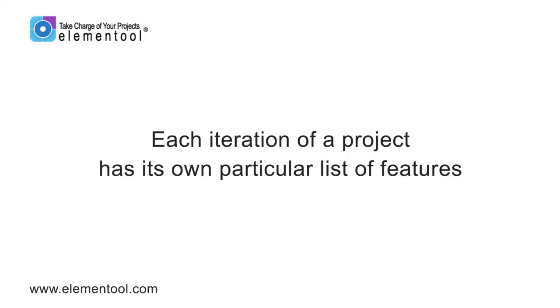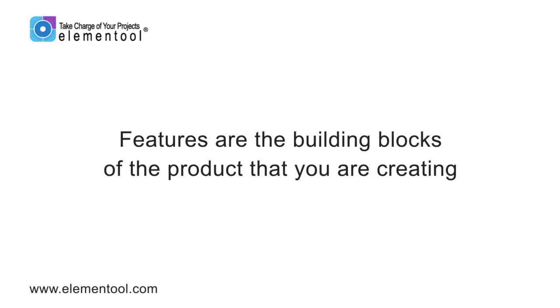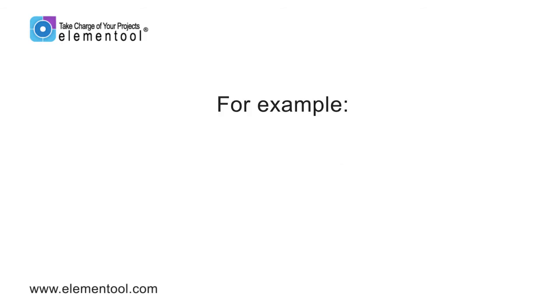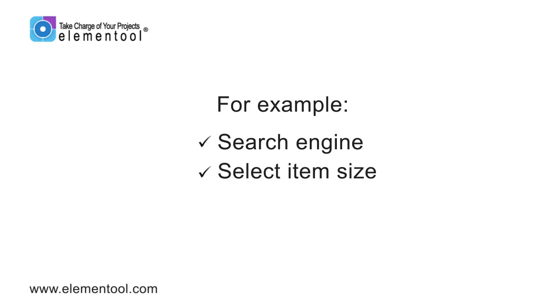Each iteration of a project has its own particular list of features. Features are the building blocks of the product that you're creating. For example, on a consumer clothing website, a search engine that allows you to search for an item based on characteristics like style and color is an important feature. Another feature might be the ability to select a size before adding the item to your shopping cart.